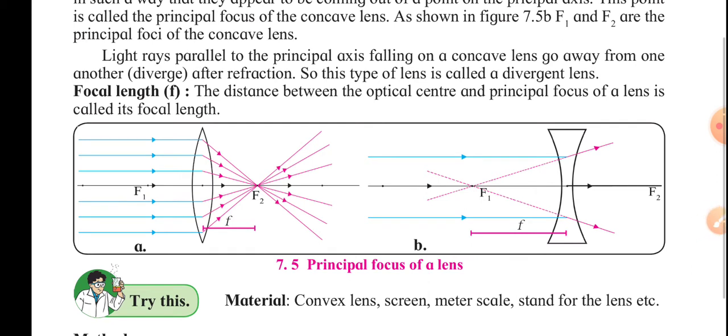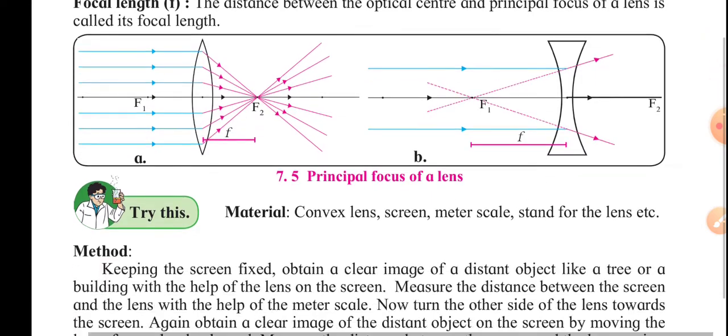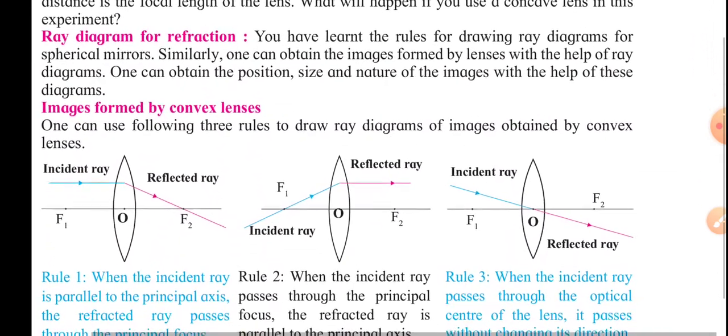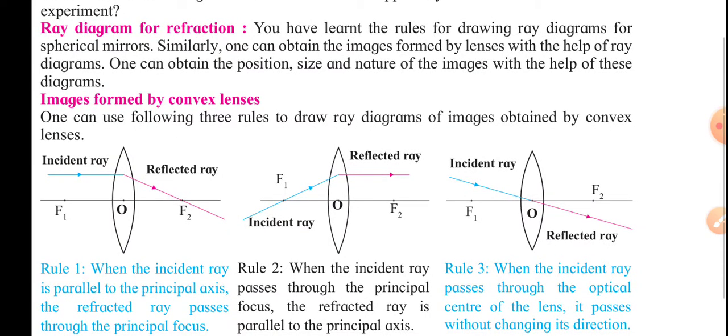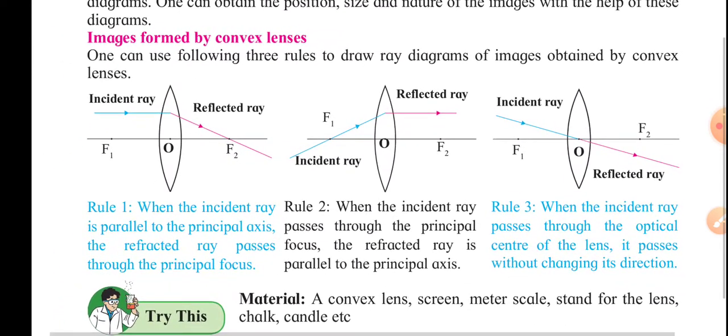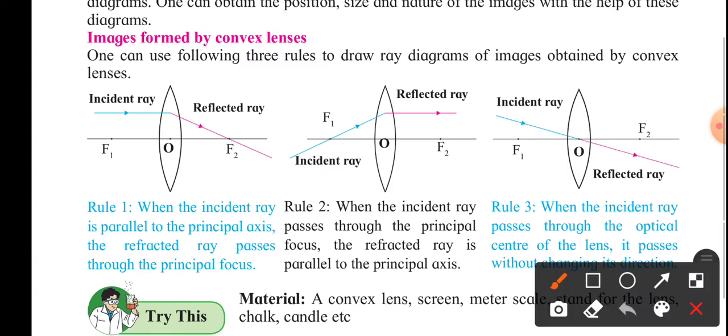Now the method of drawing ray diagrams. For that we will discuss the convex lens today in this section. These are the principles or rules we follow for ray diagrams, which are a very important part of image formation. First, if the incident ray is parallel to the principal axis, then after refraction it will pass through the principal focus. The second rule is just the reverse of it.